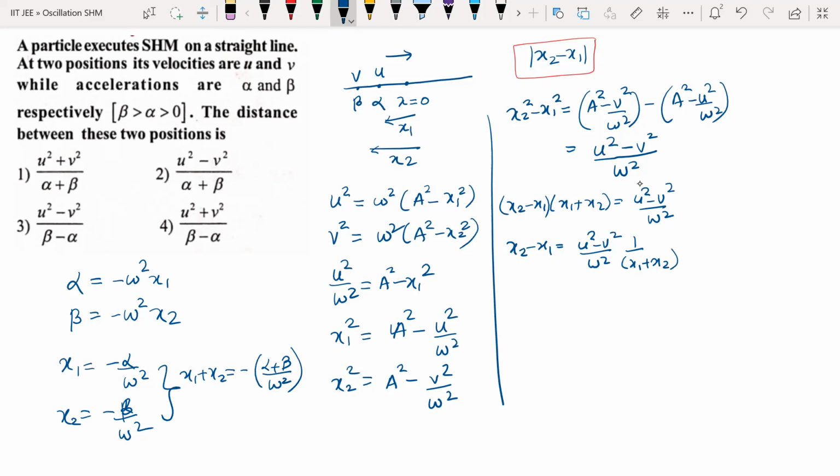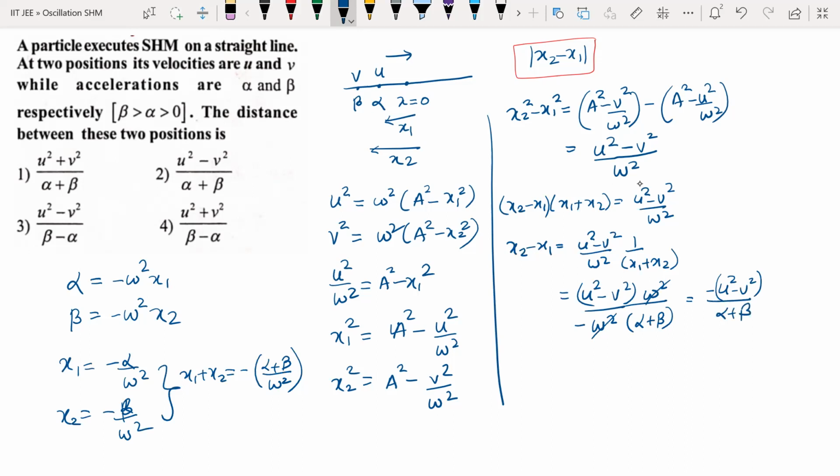So we will substitute this value here. It will be u square minus v square upon omega square, divided by minus alpha plus beta upon omega square. So this omega square and omega square will go away. It will be minus of u square minus v square upon alpha plus beta.